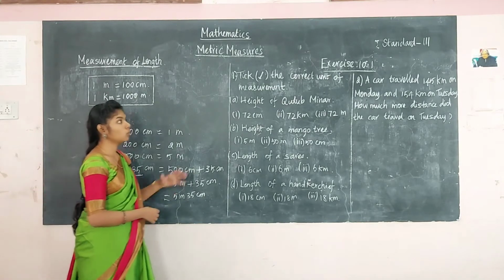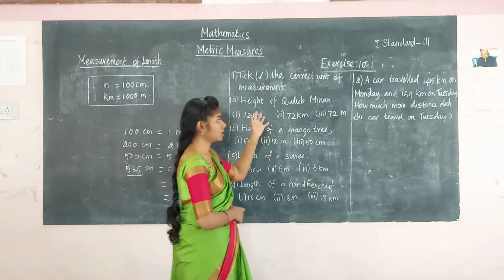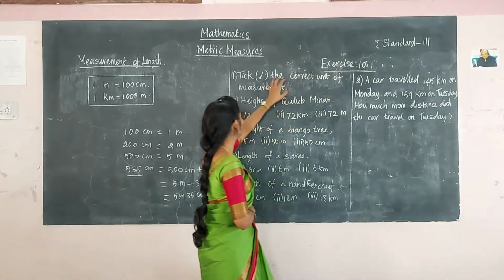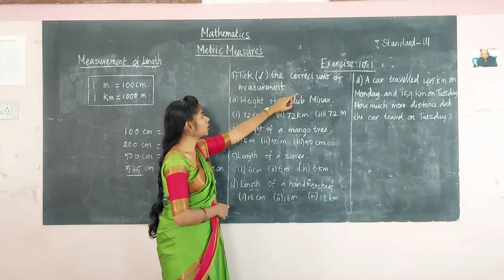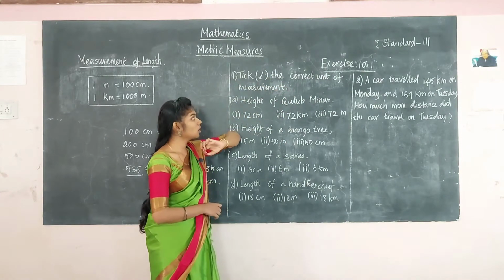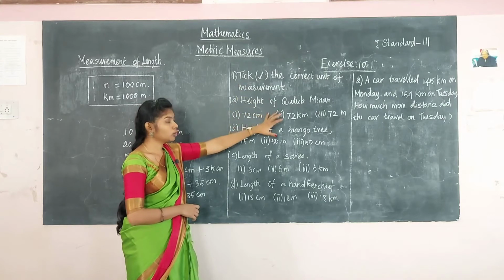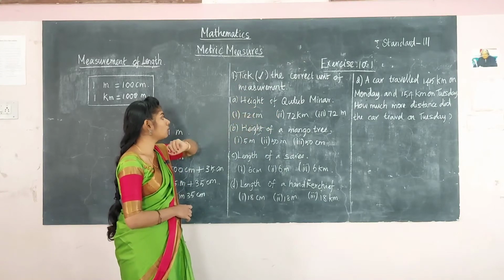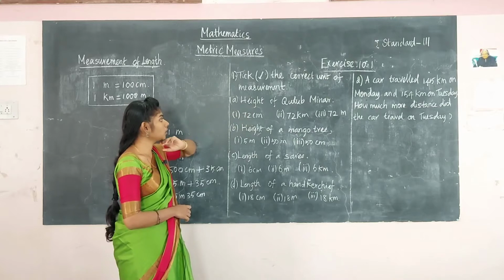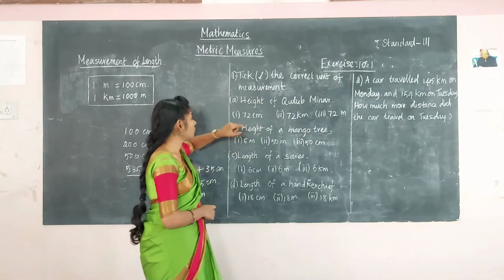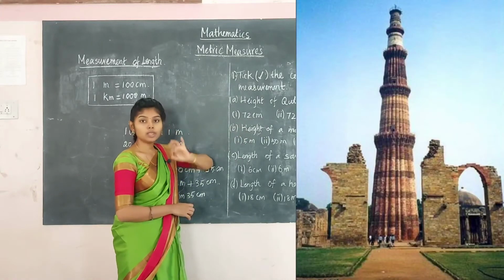So now we can move on to the exercise problems and we can see so many problems here. Exercise 10.1, first problem is: tick the correct unit of measurement. Here they didn't ask for the answer, they didn't give any others, you are just going to choose the correct unit. See the first one, height of Qutub Minar which is in New Delhi. Which will be so height?